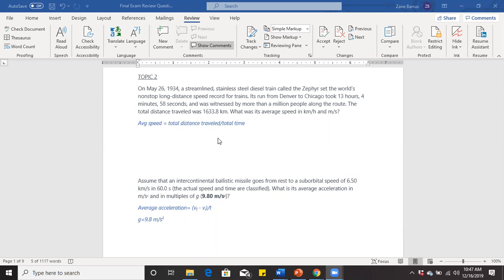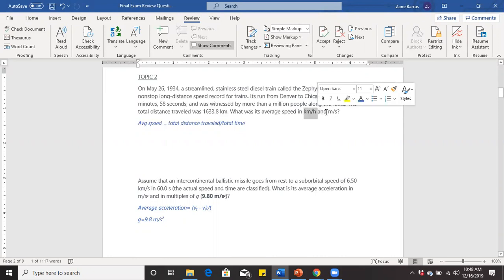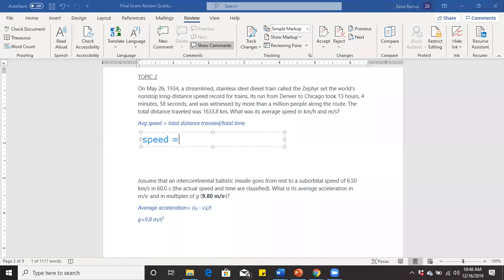So for your convenience, I've attached the formula for average speed right here, and that is average speed is equal to total distance traveled divided by the total time. We want the speed in kilometers per hour and then in meters per second. So let's do kilometers per hour first. We know that speed is going to equal distance traveled divided by time. And conveniently for us, they gave us the distance traveled as being 1633.8 kilometers.